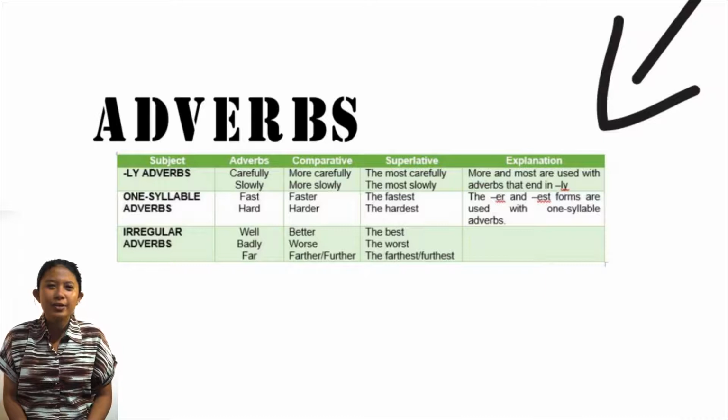The next subject is one-syllable adverbs. The examples are fast and hard. The comparative of fast is faster. The comparative of hard is harder. The superlative form of fast is fastest. The superlative form of hard is hardest. The explanation is that the -er and the -est forms are used with one syllable.